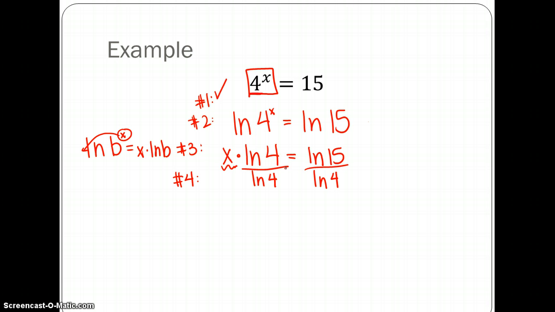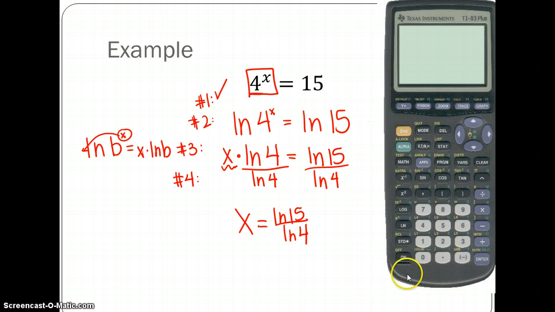Realize it's just a number. Natural log of 4 is a number. It's not a pretty number, but it is just a number. So x is going to be equal to the natural log of 15 over the natural log of 4.